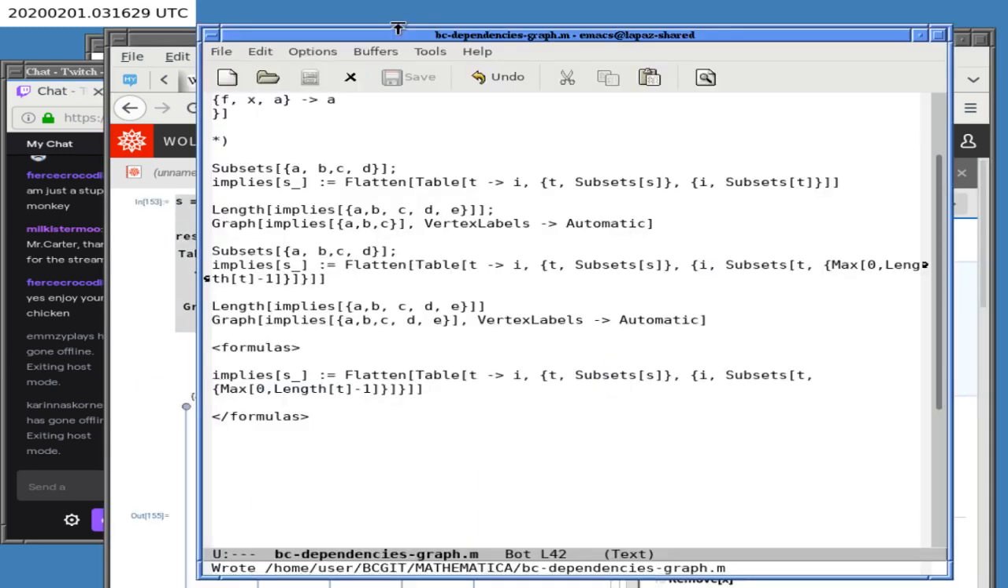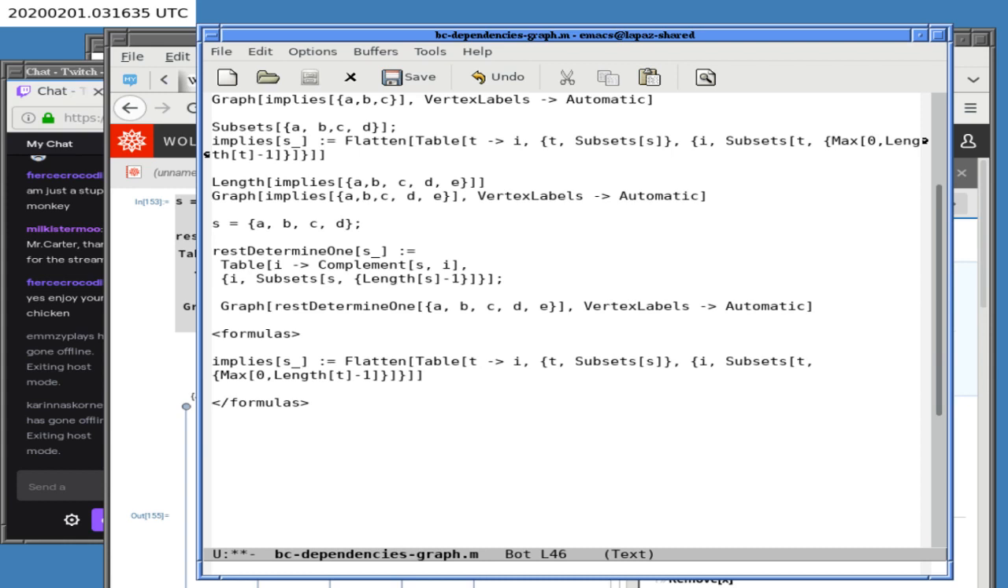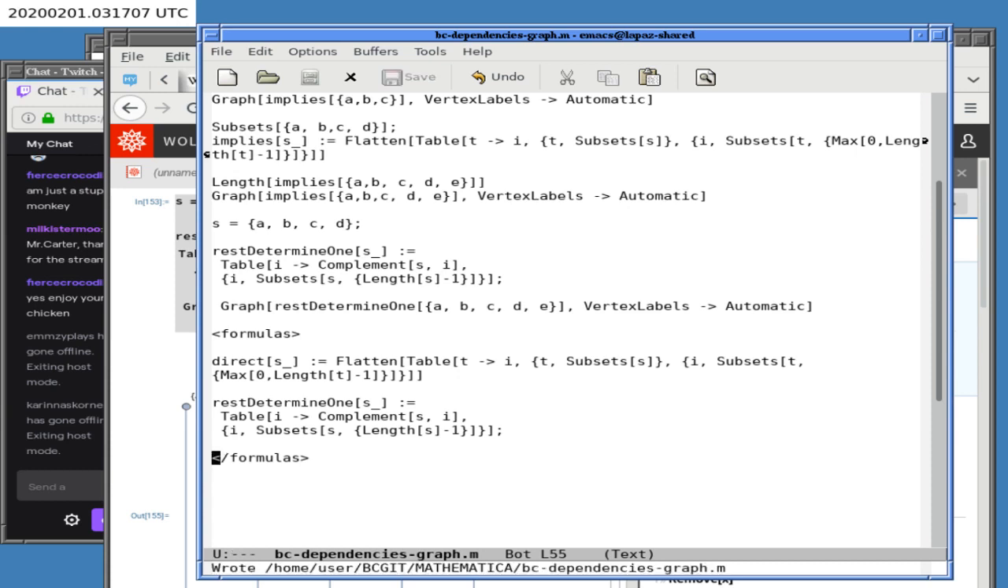Let's get this in here. And we're not going to actually do anything with it yet. And here we should actually say not implies vest. These are the very basic ones. These should be called not subsets. I guess direct is what I was going to call them. Rest determine 1, I think I'm going to just keep it named that. It's a pretty good name for it. Okay. All right, let me go ahead and bcgitify this real quick.